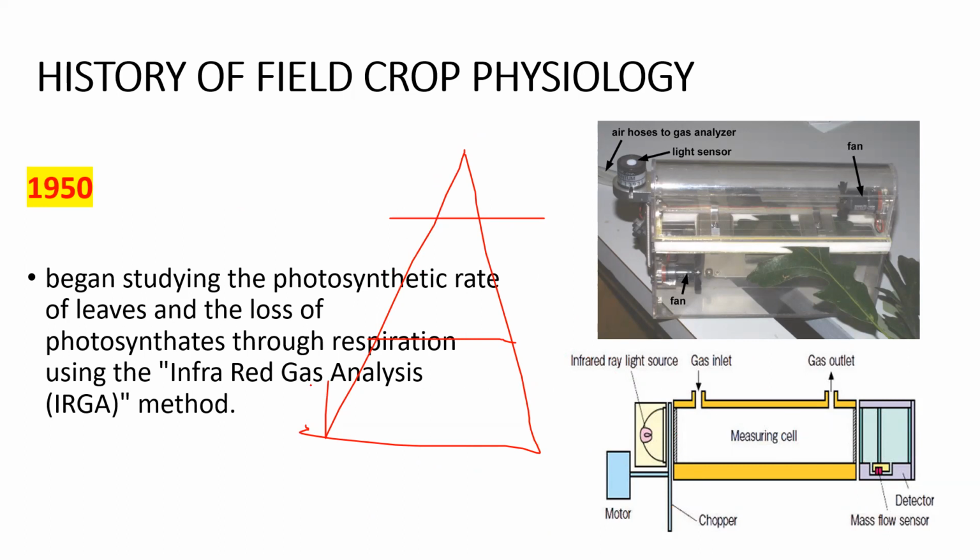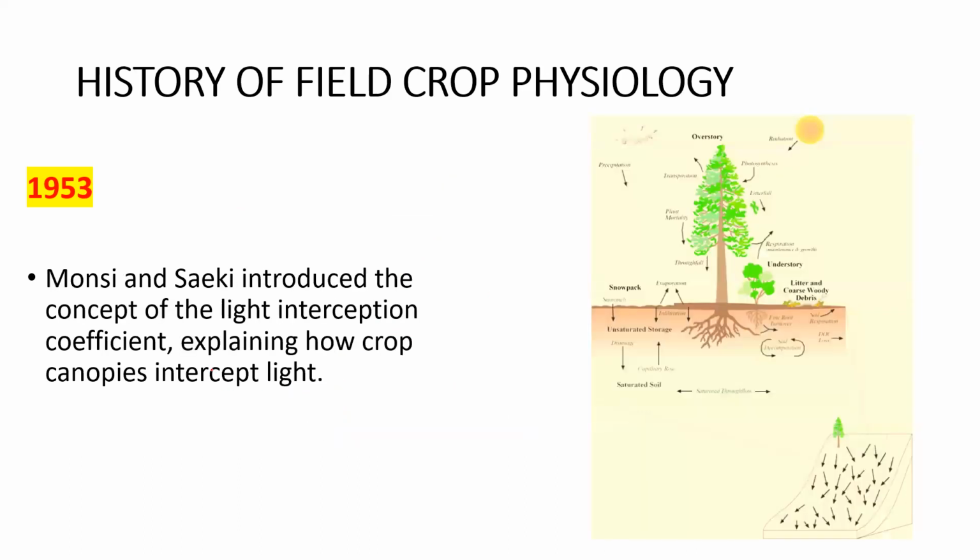Okay, that is one of the methods or tools for determining the amount of photosynthesis in plants. Another one, Monsi and Saeki, introduced the concept of the light interception coefficient. So when we say light interception coefficient, how much photosynthesis is absorbed by the parts that are hit by the sun compared to those that are not. For example, the sun is there.